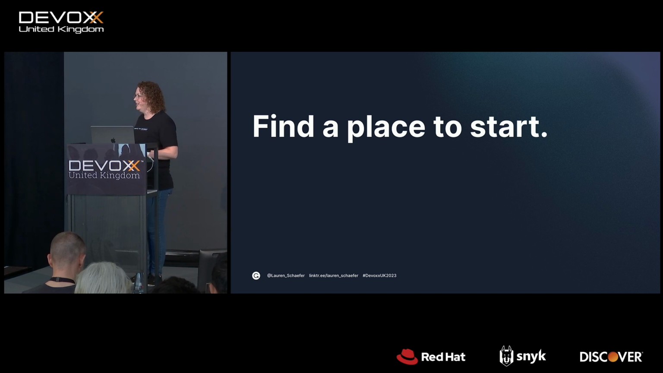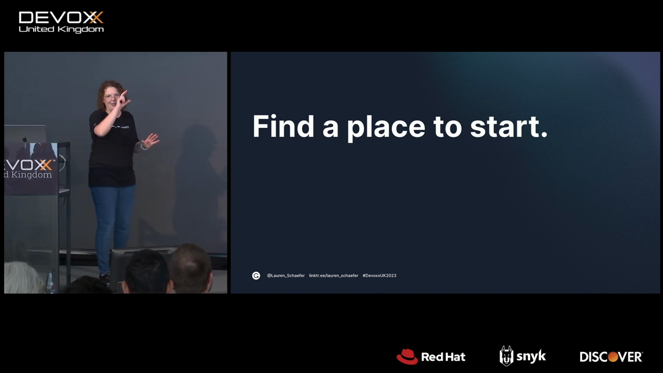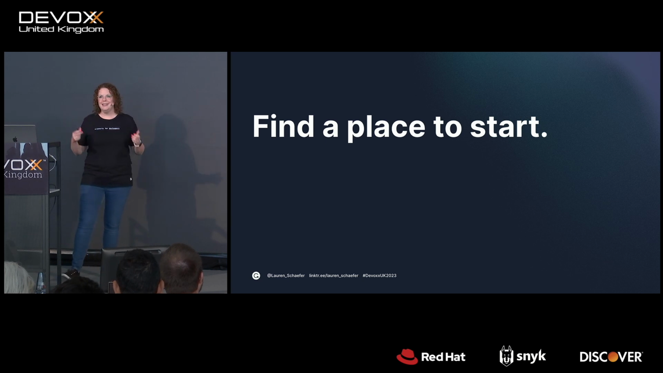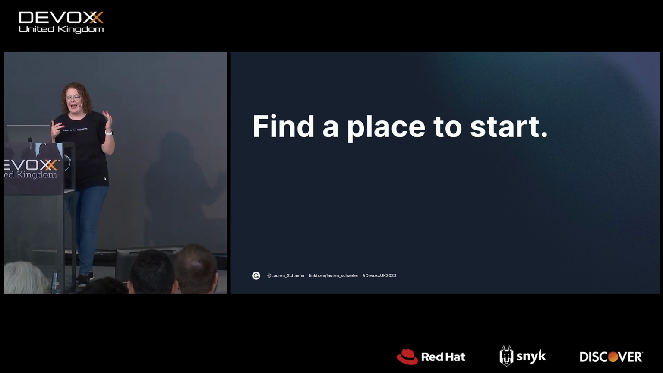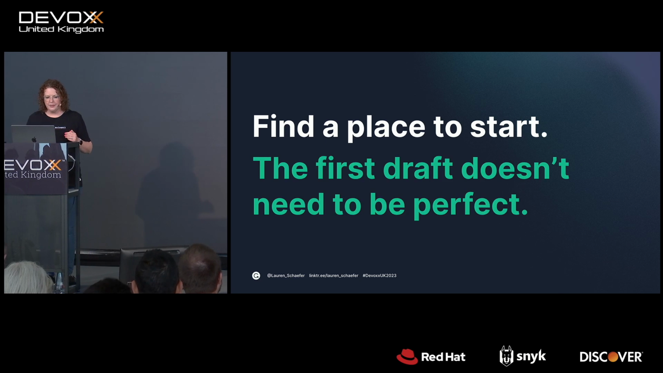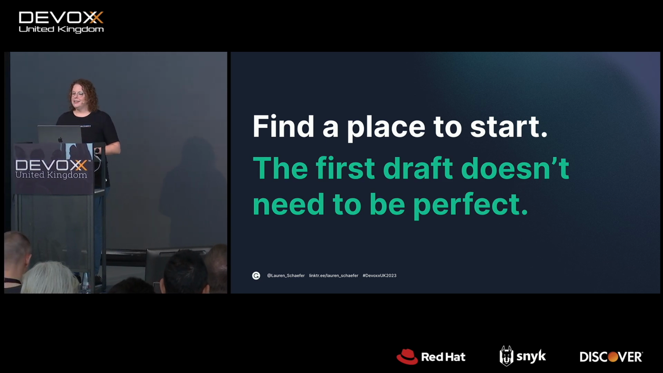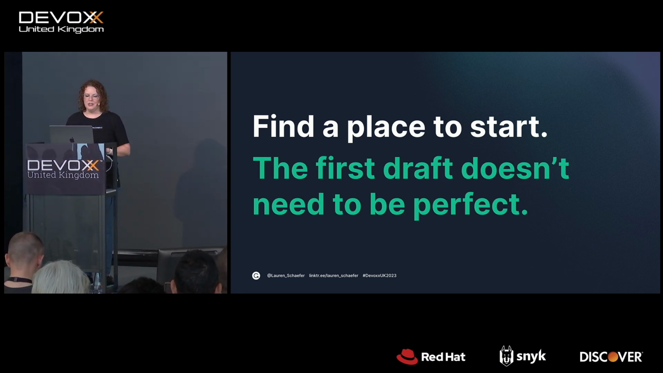Find a place to start. It doesn't need to be the beginning. In fact, don't start at the beginning. Don't start with that intro paragraph. Start with the meat. Get it documented, and then go back and write your intro. The first draft does not need to be anywhere close to perfect.